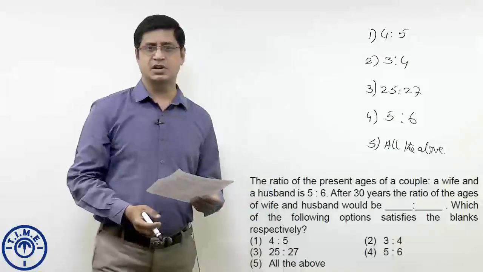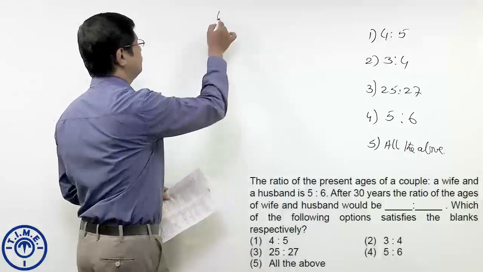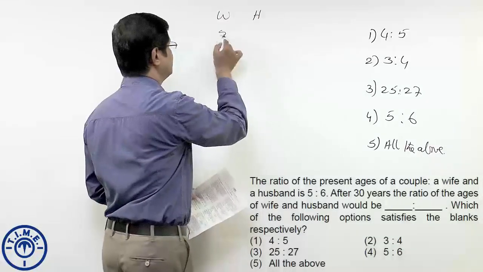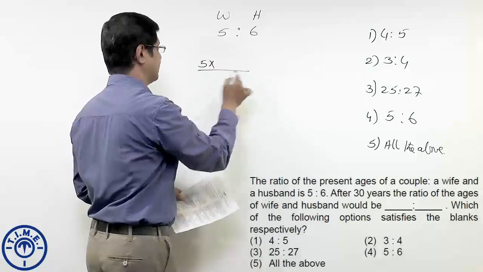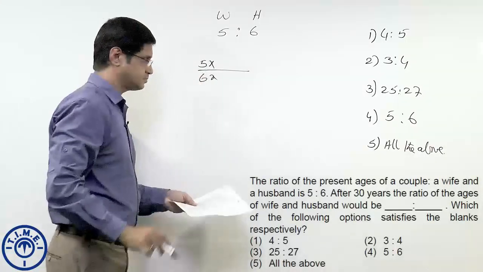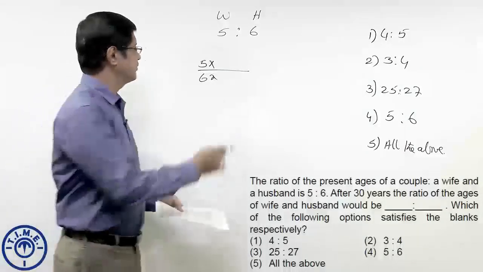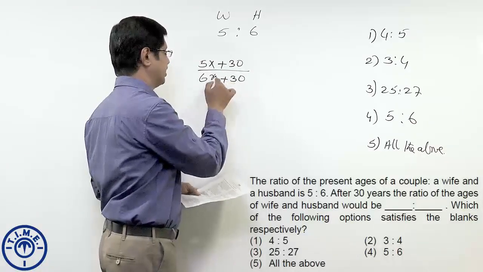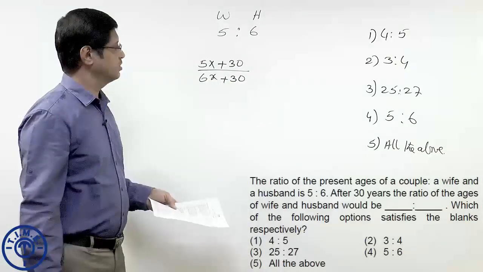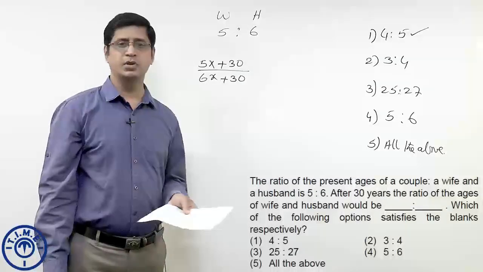Now what is the first condition here? The ratio of the ages of the wife and husband is given. So wife and husband, how much is it? It is 5:6. 5:6 means 5x and 6x. What is condition 1 here? After 30 years. After 30 years means just add 30 to the wife as well as the husband and check the age after 30 years, whether it is satisfying option 1 or not.